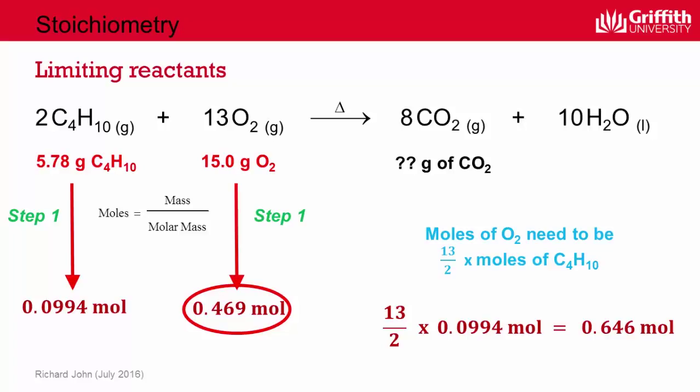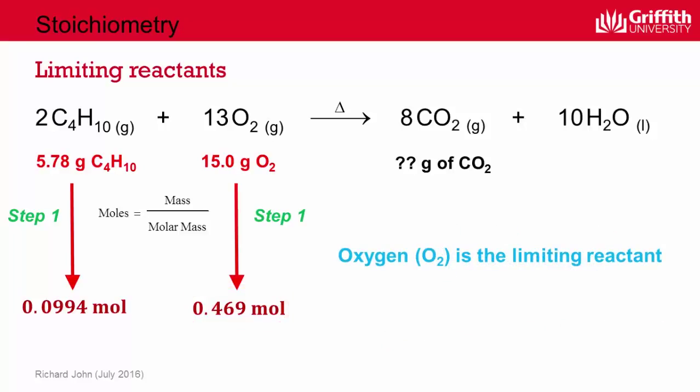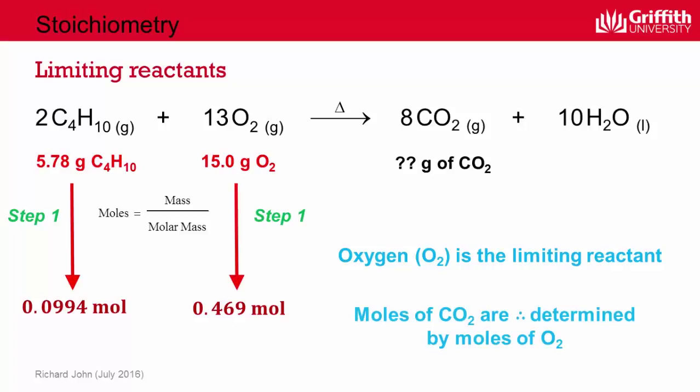In other words, there's not enough oxygen present to react with the 0.0994 moles of butane. And so in this case, oxygen will be the limiting reactant. It's the reactant that's going to run out first. There'll be unused excess butane left over after this particular reaction. And it's important that we've identified oxygen as the limiting reactant because the moles of the product, the moles of the carbon dioxide in this case, are going to be now determined by the moles of limiting reactant, which is the moles of oxygen.